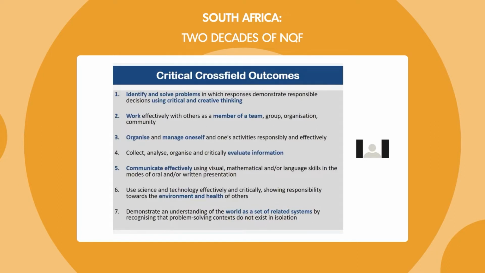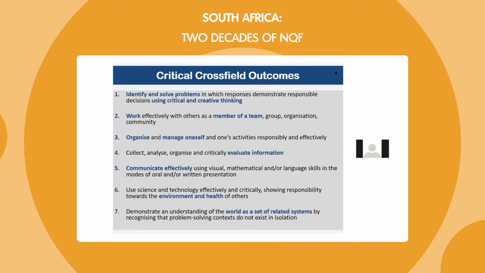The 6th one is science and technology for the environment and health of others. The 7th one is demonstrate an understanding of the world as a set of related systems. Now, as I said, these are embedded in the South African level descriptors.